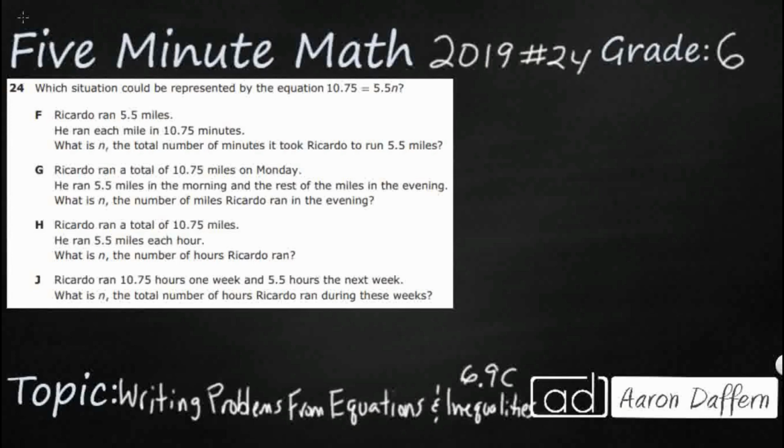Today we are looking at the 6th grade concept of writing problems from equations and inequalities. This is standard 6.9C in the great state of Texas, and we are using item number 24 off the 2019 released STAAR test. If you have not done so already, please go ahead and take a moment to pause the video, work this problem out on your own, unpause it, and then we will look at our answers together.